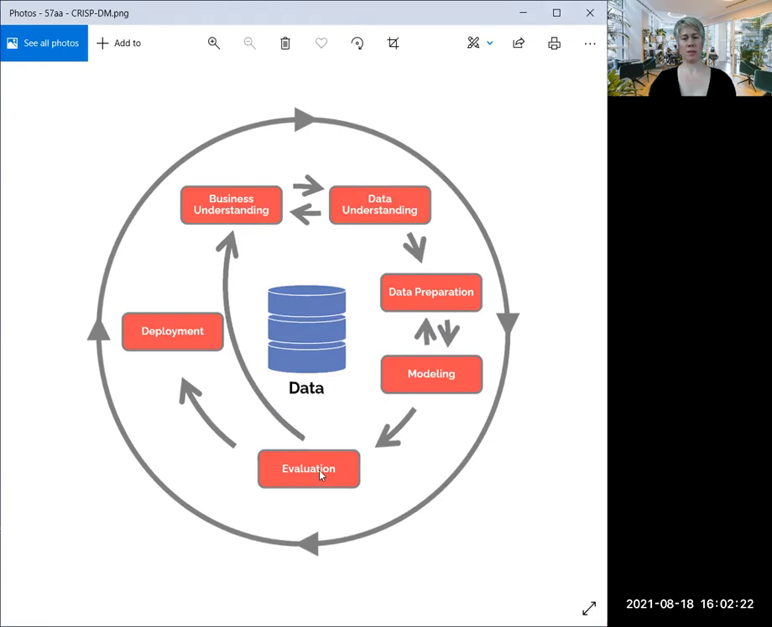So depending on the results of the evaluation, it may be that we have to go back around the cycle another time to reassess the business goals and objectives and so forth. But if the models pass evaluation, then it moves on to deployment to the live environment, which is then followed by ongoing assessment.